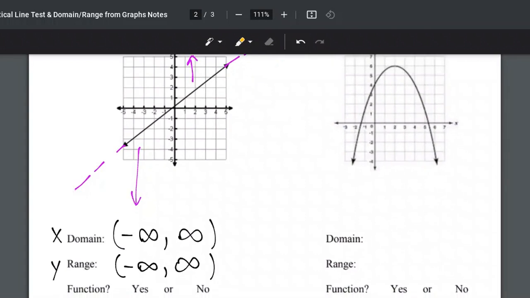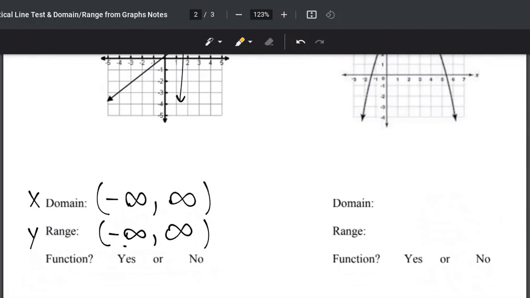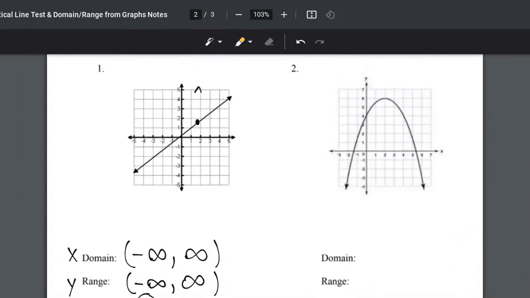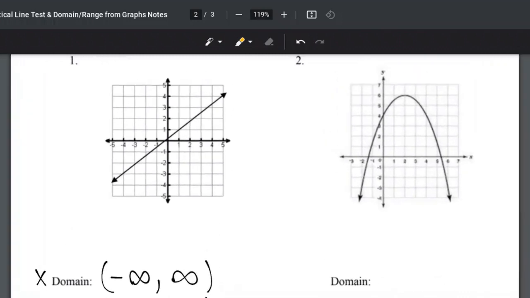Is this a function? Well, if we draw a vertical line through it, we can see that it will pass the vertical line test and only intersect at one point. So yes, it is a function. And anytime you're working with a diagonal line like this, in number 1, like this example, both your domain and range will be negative infinity to positive infinity. Let's check out number 2.